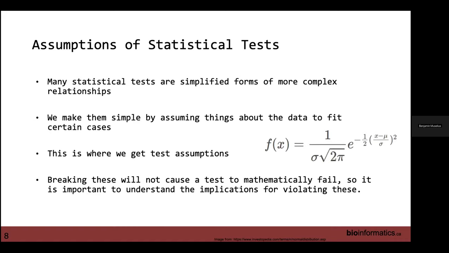This is where we start to get into more things we would actually care about day-to-day doing bioinformatics. When we talk about using statistical tests, t-tests, ANOVA tests, whatever we may be using, we say that these tests have assumptions. And these assumptions are derived from the idea that these tests come from complex distributions that we've assumed things about to make it a simple equation. So the assumptions are basically saying, okay, our data needs to have these attributes for this test to work. That's where we get distributions.